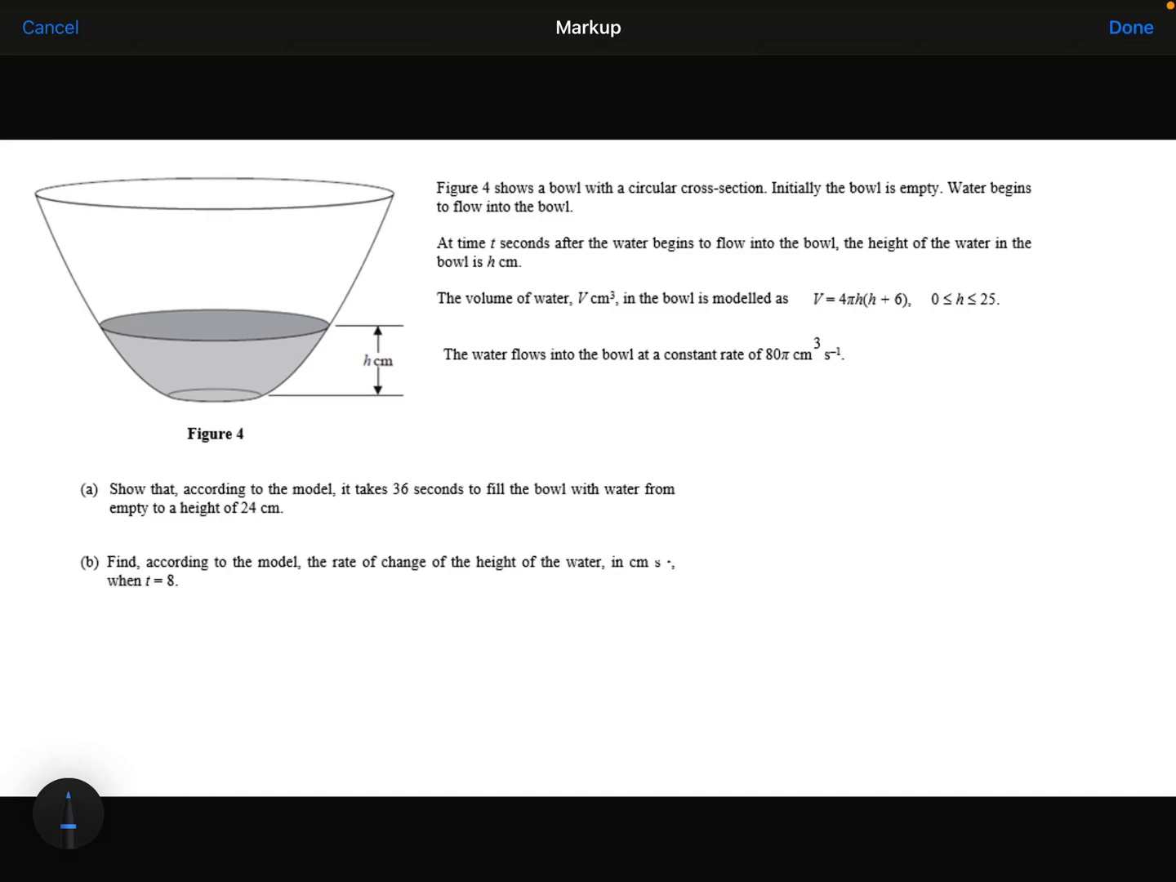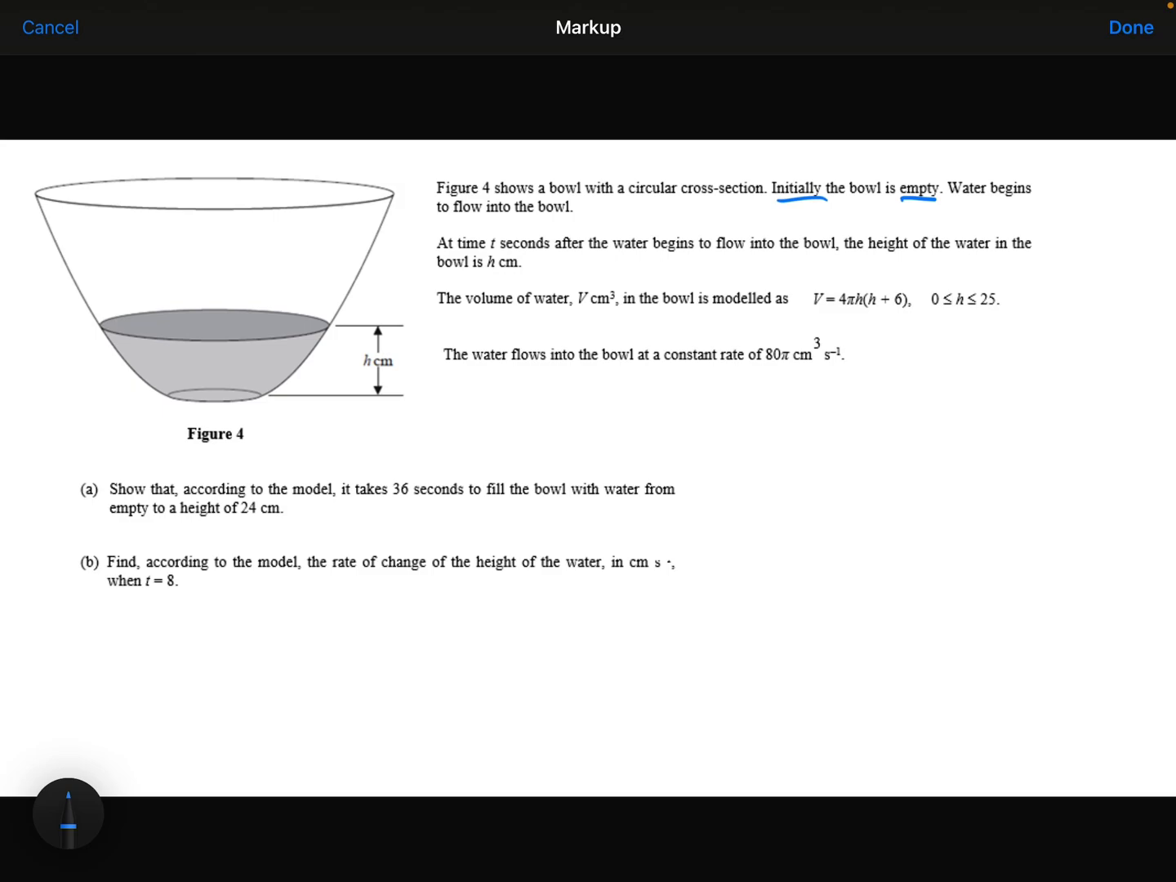Figure 4 shows a bowl with circular cross-section. Initially, the bowl is empty. Water begins to flow into the bowl. At time t seconds, the water begins to flow into the bowl. The height of the water in the bowl is h centimetres.